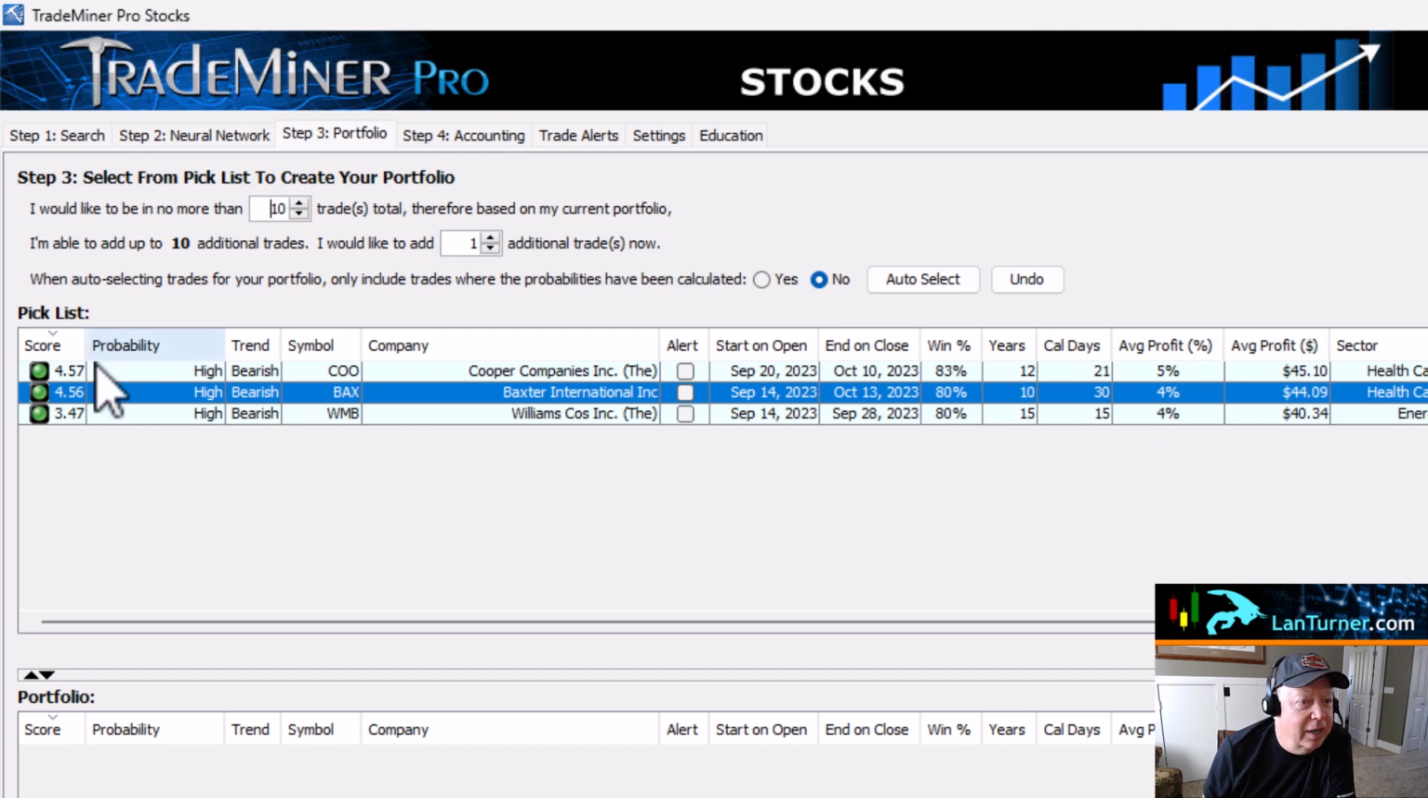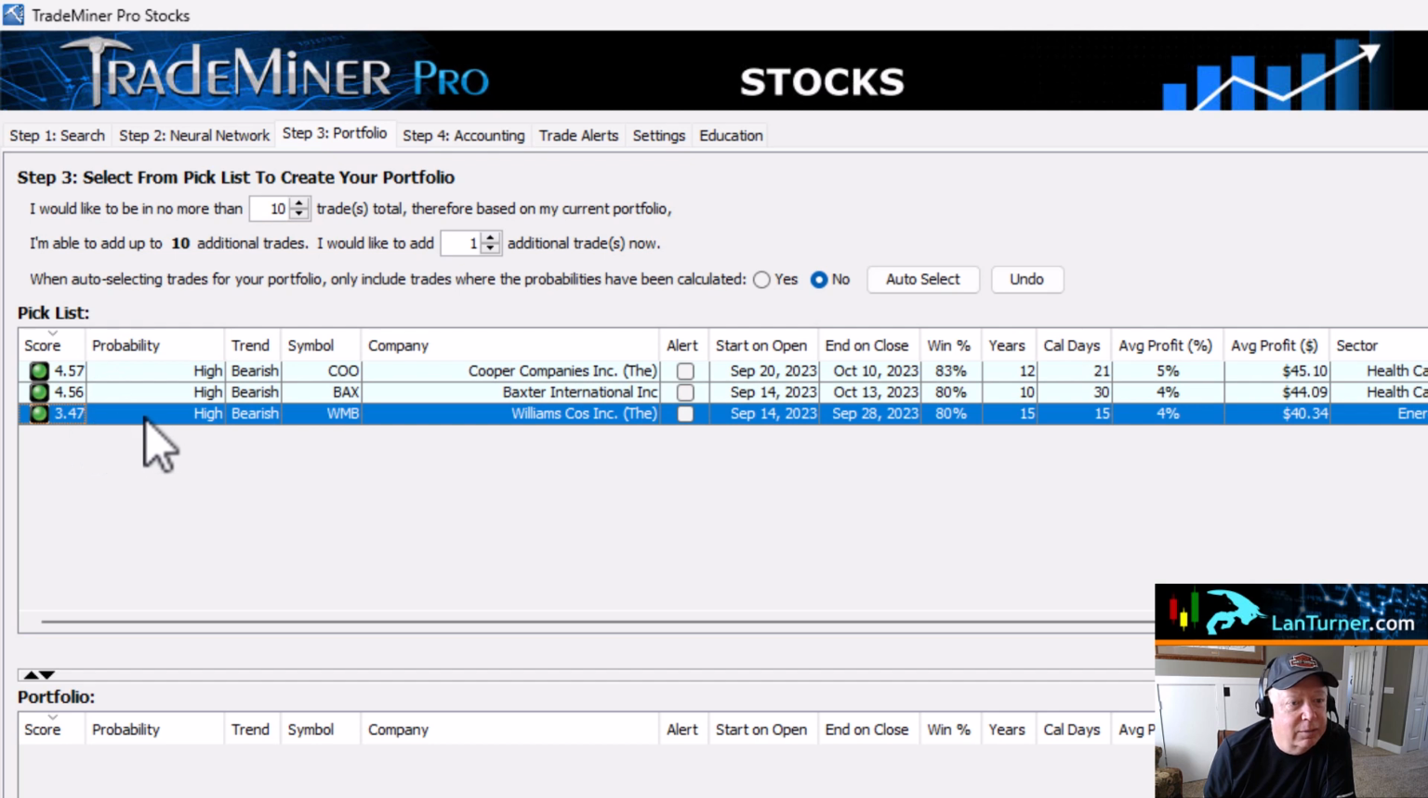So the next one is a 3.47 score. It's bearish. It's WMB, the Williams Companies Inc. It starts September 14th and ends September 28th, 80% of the time over the last 15 years. It's returned a 4% return during that time frame. It's an oil and gas company.